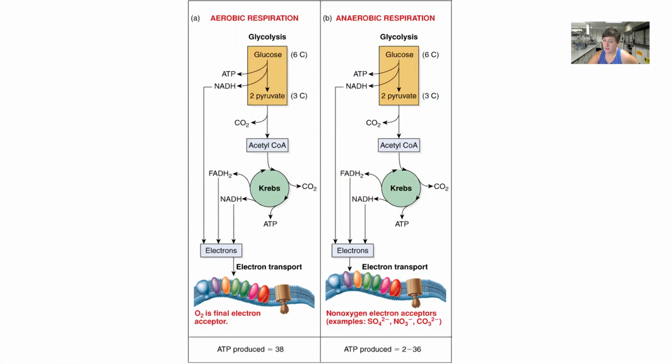So I want to point out something that's very important here. Aerobic cellular respiration and anaerobic cellular respiration are exactly the same for glycolysis, intermediate, and the Krebs cycle. The only thing that differs is the final electron acceptor after the electron transport chain. So everything else is the same.